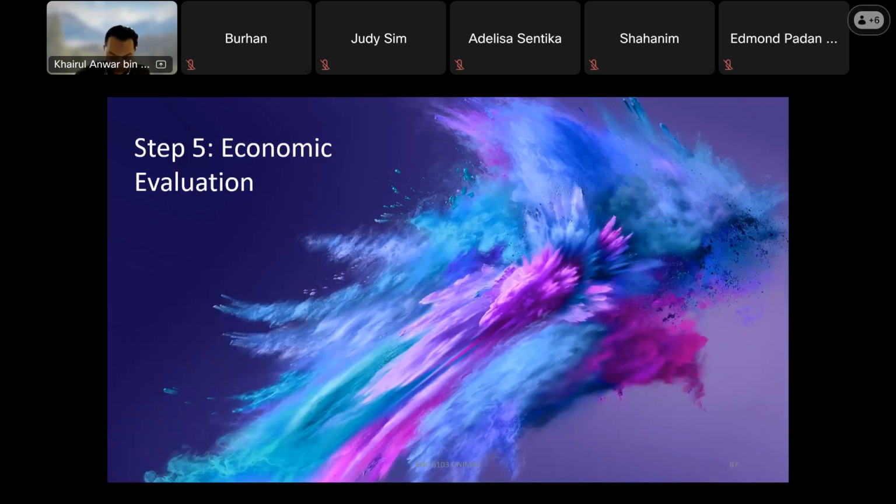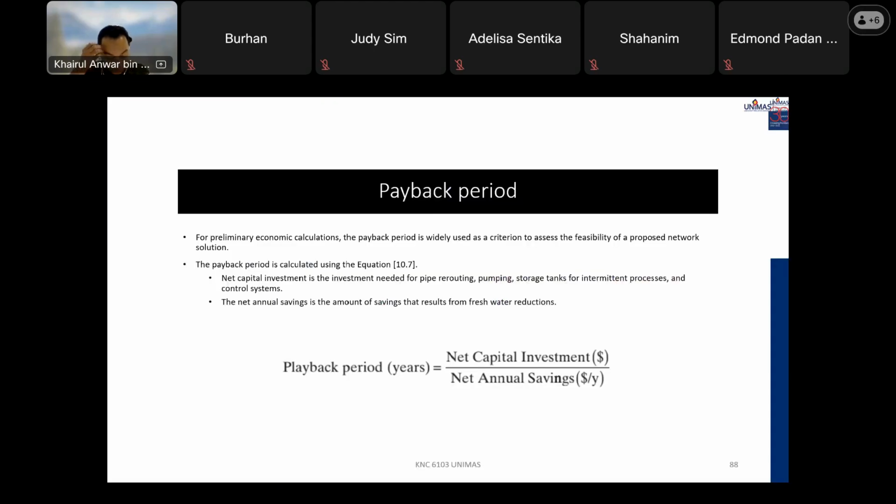So the step 5, the last step. Most authors resort to complex mathematical modeling in order to calculate the network cost, going into detail piping routing, geographical constraints, associated fixed and variable costs, preliminary economic calculation. The payback period is widely used as a criterion to assess the feasibility of a proposed network solution. The payback period is calculated using equation 10.7. The net capital investment is the investment needed for piping, pumping, storage tanks for intermittent process and control system. The net annual saving is the amount of saving resulting from the freshwater reduction.